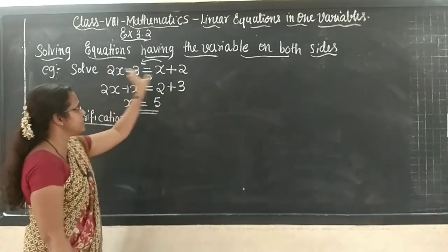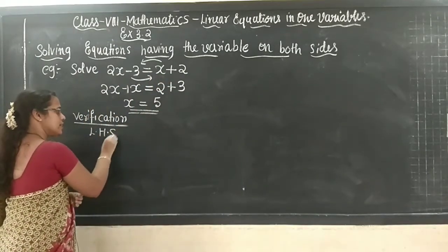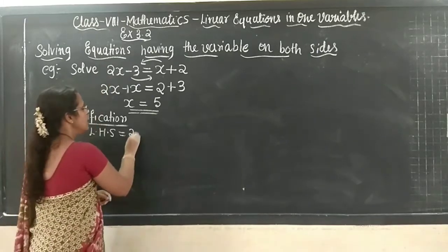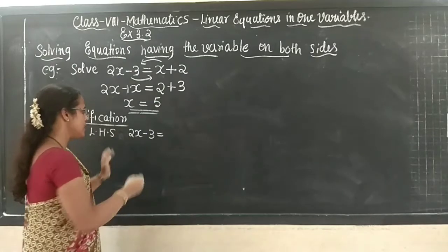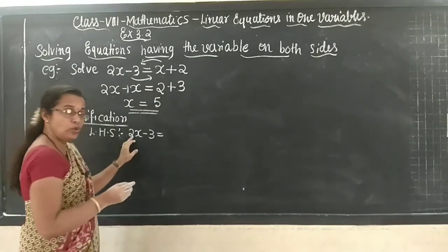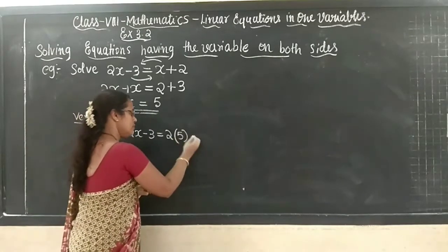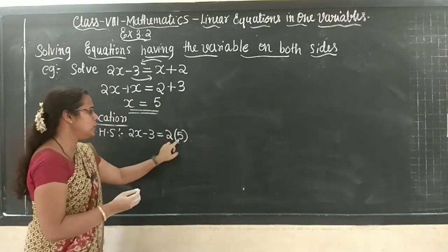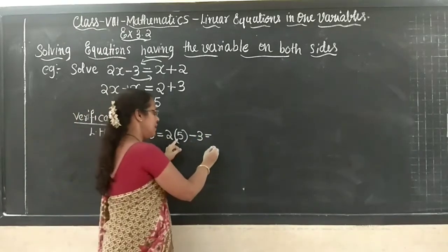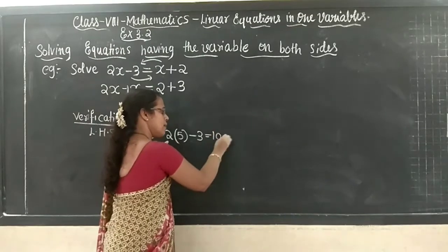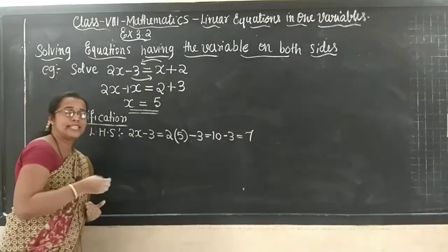This is the left hand side. This is the right hand side. Take the left hand side first. Left hand side says 2x minus 3. Here 2, write as it is, and x is 5. 2 into 5, 2 fives are 10, minus 3. 10 minus 3 is 7.